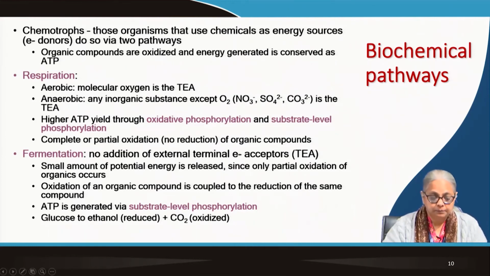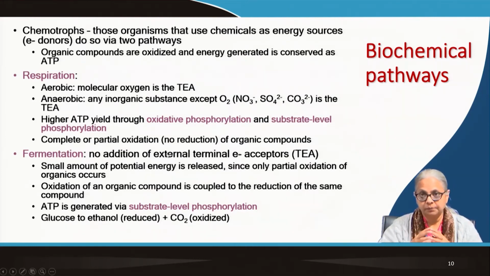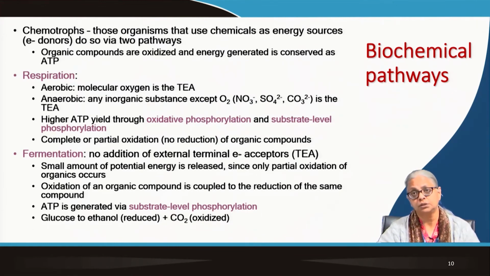So small amounts, and because there is no combination with an external terminal electron acceptor, very small amounts of energy are released because you get only partial oxidation of the organic compound. Now the oxidation is coupled to the reduction reaction of the same compound. ATP is generated in one process only, and that is substrate level phosphorylation. There is no oxidative phosphorylation. So glucose can be converted to ethanol, lactose can be converted to lactic acid, and it basically ends there.